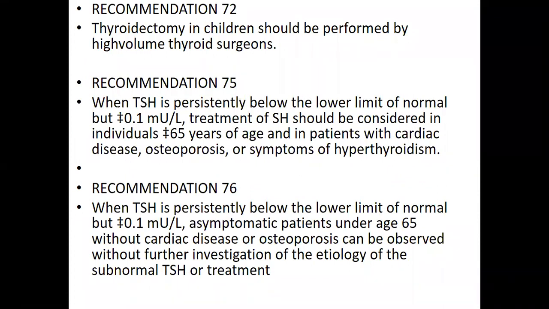When TSH is persistently below the lower limit of normal, treatment should be considered in individuals greater than 65 years of age and in patients with cardiac disease, osteoporosis, or symptoms of hyperthyroidism. When TSH is persistently below the lower limit of normal, asymptomatic patients under the age of 65 without cardiac disease or osteoporosis can be observed without further investigation of the etiology of the subnormal TSH or treatment.